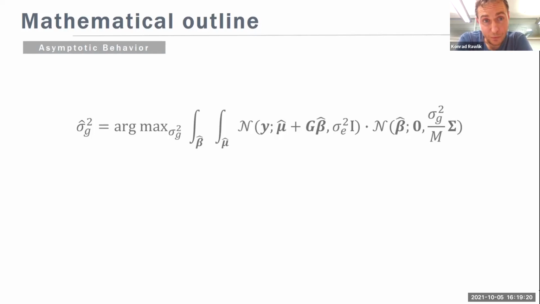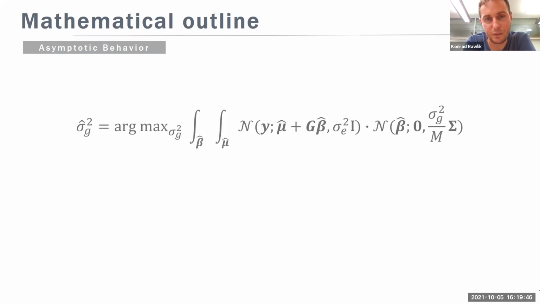So what you normally do in REML is you integrate both the mean and the SNP effects out, and then you end up with the equation that we had before, with just one Gaussian and the genomic relationship matrix. But we'll do something different. We'll not integrate these out, but we'll look at the expressions inside the integrals.